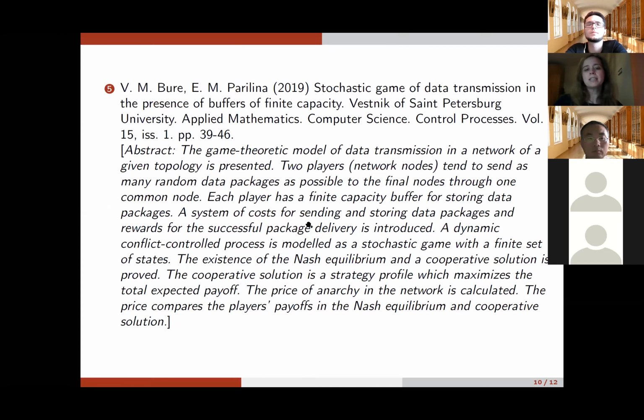Each player has a finite capacity buffer for storing the packages, and we suggested a system of costs for sending and storing data packages and the rewards for players. This process can be modeled as a stochastic game with a finite set of states. We prove the existence of the Nash equilibrium and cooperative solution. We find the payoffs of the players in cooperation and in equilibrium, and compare these payoffs using the price of anarchy in the network.